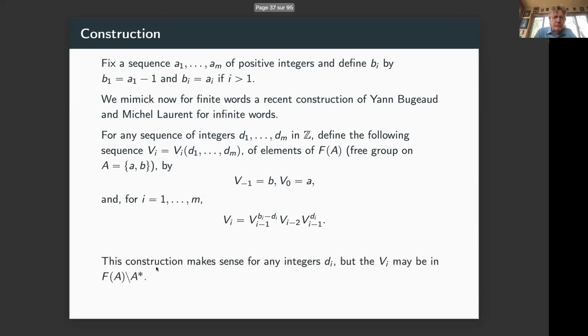Let me comment a little on this formula because it's at the heart of the whole construction. This construction maybe makes sense for any integers Di, but in general, if you take negative Di, the Vi will not be words but elements of the free group. So we restrict the Di with this condition: Di must be between zero and Bi. With this restriction, the Vi are all words in the free monoid.